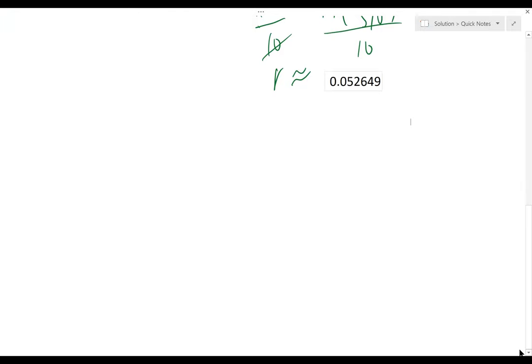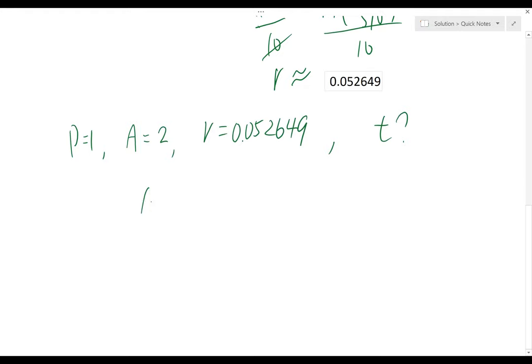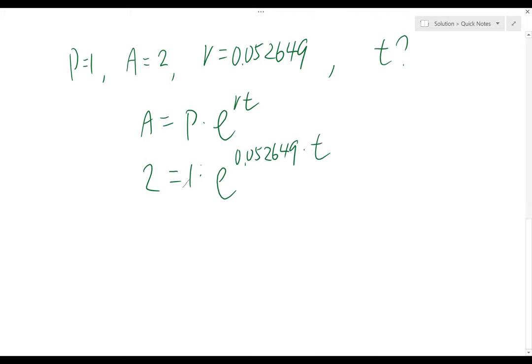So for doubling time, you can assume the initial balance, the principal, is $1, one unit. And the ending balance will be 2 units. And we know the rate, so copy the whole thing, 0.052649. All we need to do is solve for time t, the doubling time. One more time, you apply the formula A equals P times e to the rt. I'll throw in your numbers: 2 equals 1 times e to the 0.052649 times t. Then we can omit that 1, and basically e raised to 0.052649t is equal to 2.